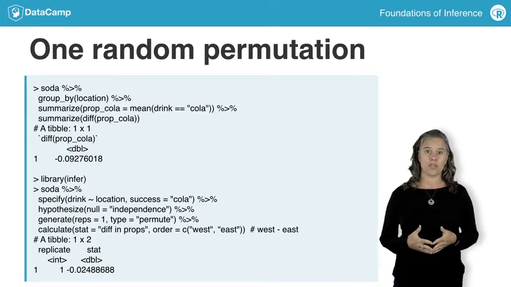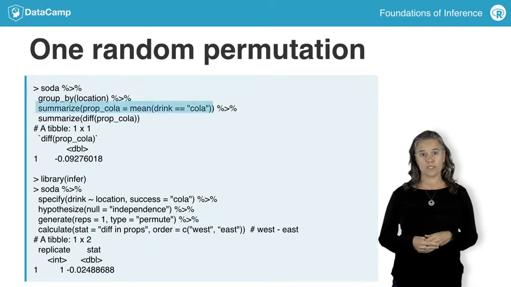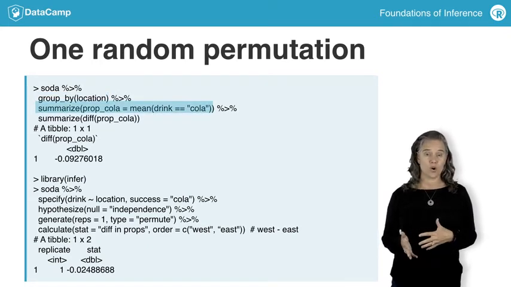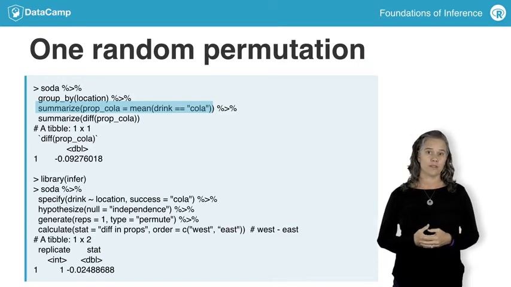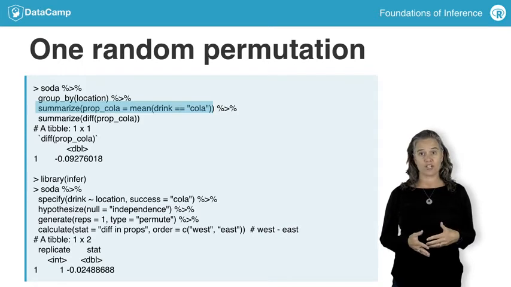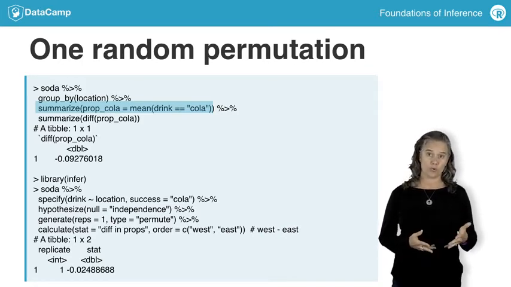After grouping by the location variable, summarize calculates the proportion of each coast that prefers COLA. Note that drink equals COLA produces a vector of TRUEs and FALSEs, which R then coerces to ones and zeros when the mean function is applied. Since a 1 represents an individual who prefers COLA, the average of these ones and zeros represents the proportion of individuals who prefer COLA.